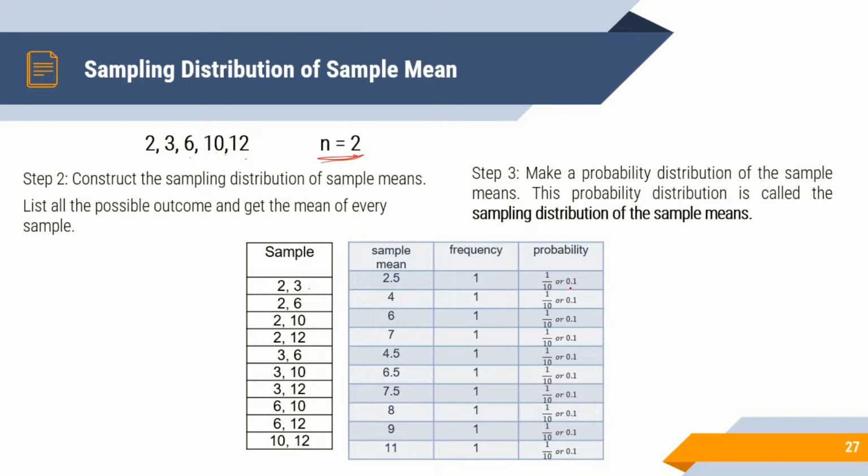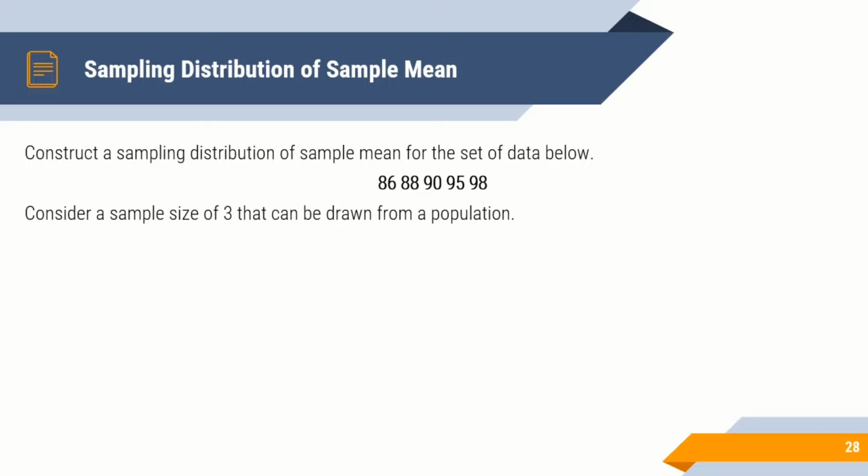So for the next example, construct a sampling distribution of the sample mean for the set of data below. Consider a sample size of 3 that can be drawn from a population. So our population is equal to 5 and our sample size is 3. So step 1, know the number of possible samples or outcomes that can be drawn from the population.